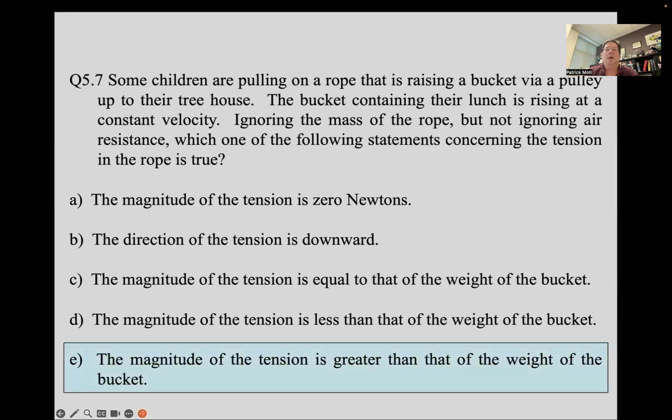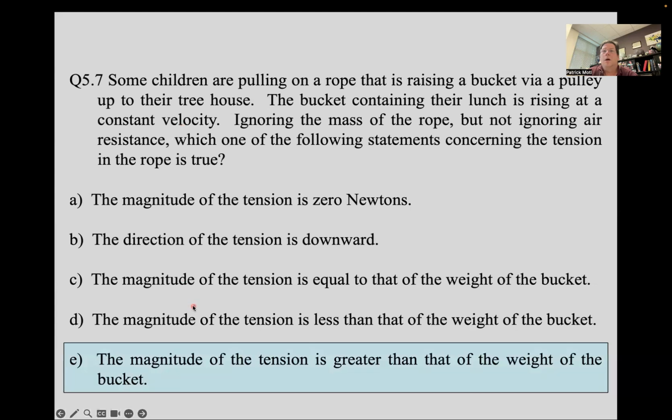All right, so some keywords here. The bucket containing their lunch is rising at a constant velocity. So we know from Newton's first law of motion, if the velocity of an object is constant, that means that the sum of the forces on the object is zero. So that applies to our lunch bucket that's going up to the treehouse. The object's velocity is constant if and only if the sum of the forces is zero.